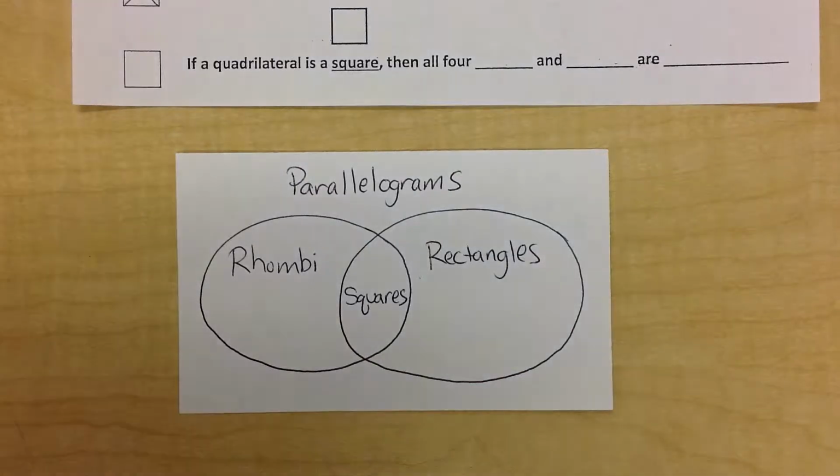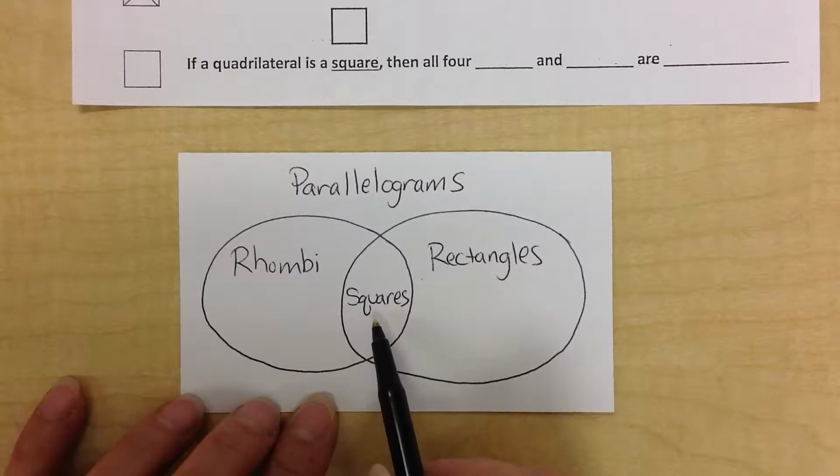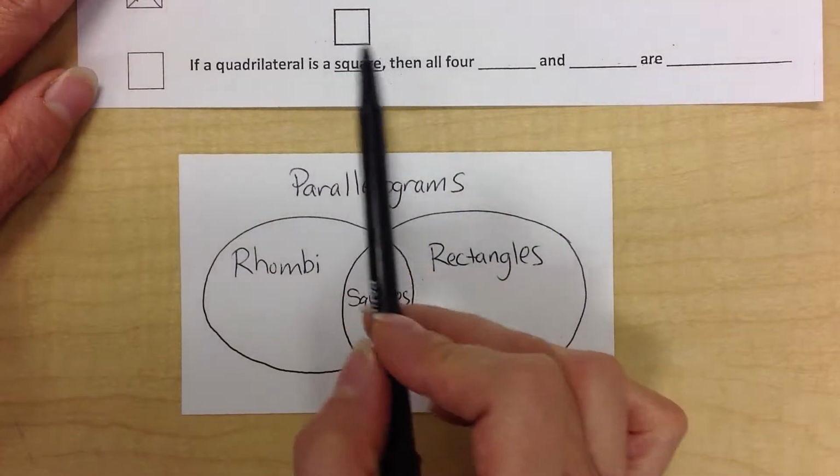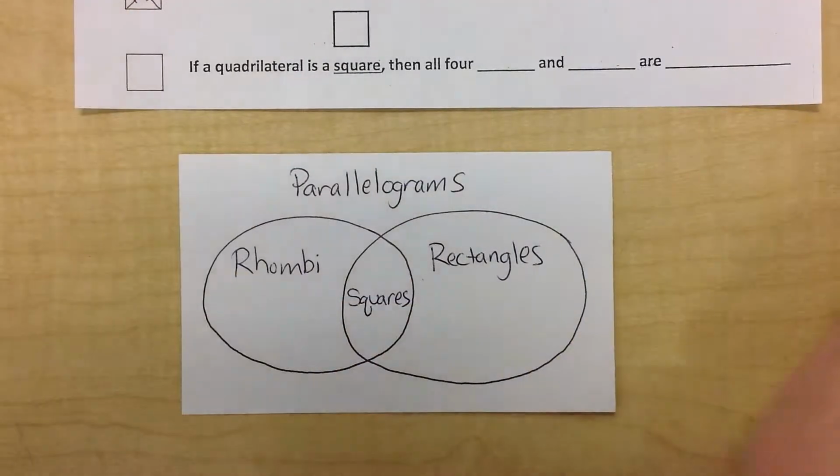Okay, I'm going to share my Venn diagram with you one more time. This is our last special parallelogram. If this Venn diagram is all my parallelograms, I have my two subsets, rhombus and rectangle. Where those two subsets overlap is going to be my square. Okay? The definition of a square, again, this is one most people are pretty comfortable with.